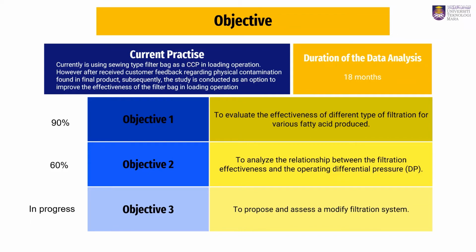Objective 1 is to evaluate the effectiveness of different types of filtration for various fatty acids produced. The progress is ongoing at 90%. The second objective is to analyze the relationship between the filtration effectiveness and the operating differential pressure, dP. The current progress is 60%. And for objective 3, to propose and assess a modified filtration system.